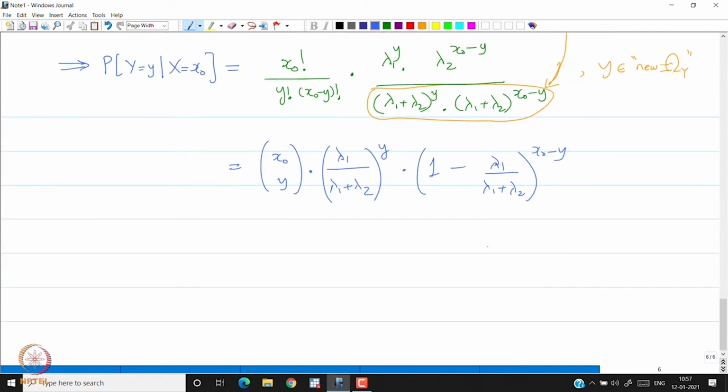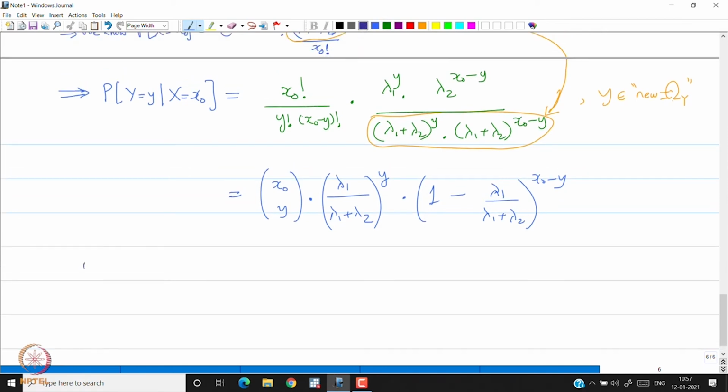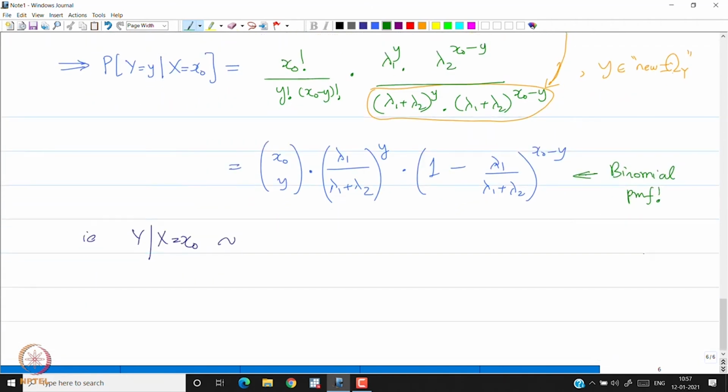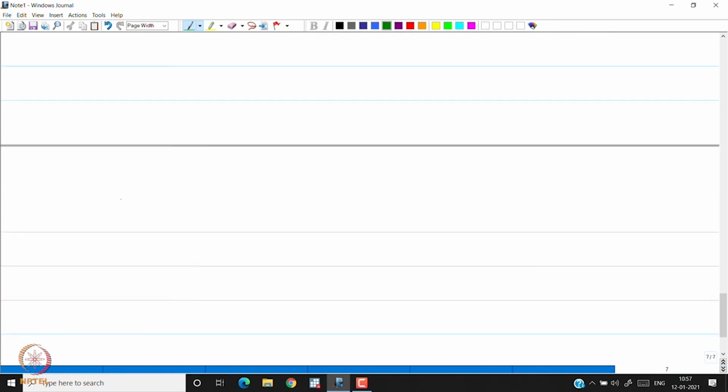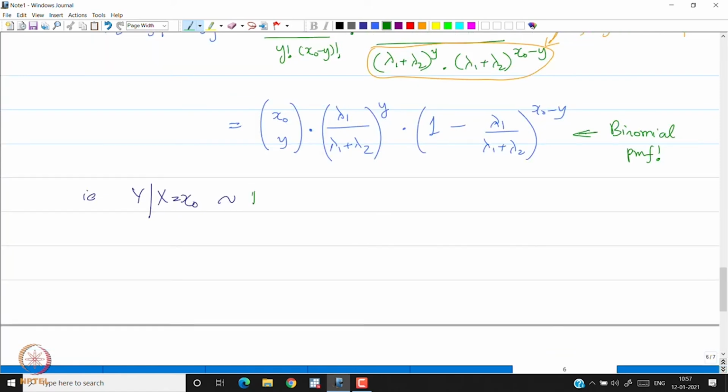So you can see clearly that y given x equal to x naught is basically a binomial distribution. We know that this is clearly a binomial distribution. So it is clearly a binomial PMF, and y given x equal to x naught is clearly binomial with parameters x naught and lambda 1 divided by lambda 1 plus lambda 2.